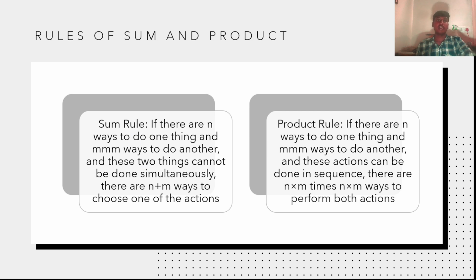Sum rule: if there are n ways to do one thing and m ways to do another, and these two things cannot be done simultaneously, there are n plus m ways to choose one of the actions. Product rule: if there are n ways to do one thing and m ways to do another, and these actions can be done in a sequence, that is one after the other, there are n into m ways to perform both actions.